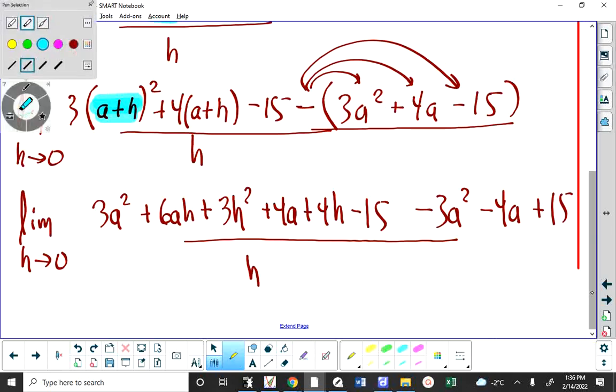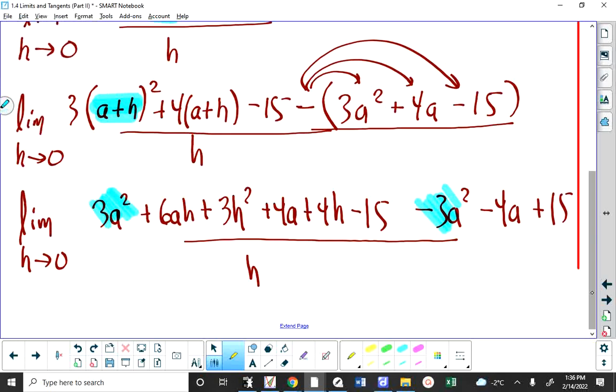What are the terms that don't have an h in them? This one doesn't have an h. But there's a minus 3a squared here, which is good because we don't want any terms that have no h's. We also have a 4a. And over here we should have a minus 4a. We have a negative 15 and we have a positive 15. So the only 3 terms we have left all have h in them, which means we'll be able to factor that h out.